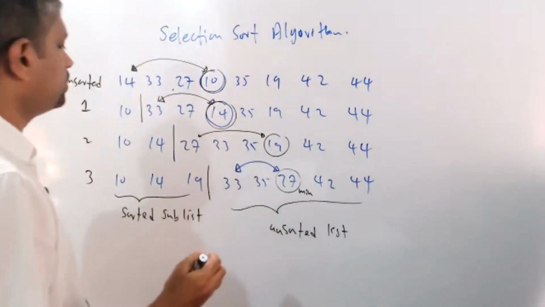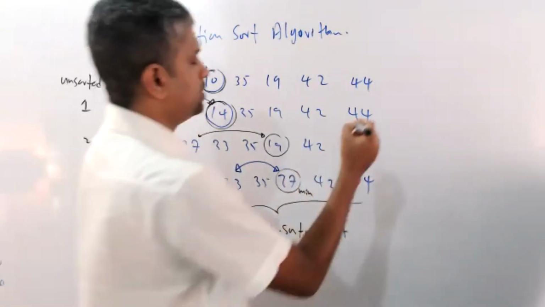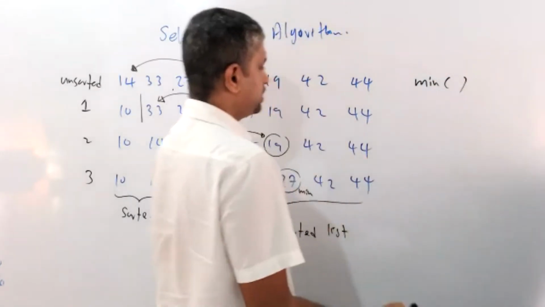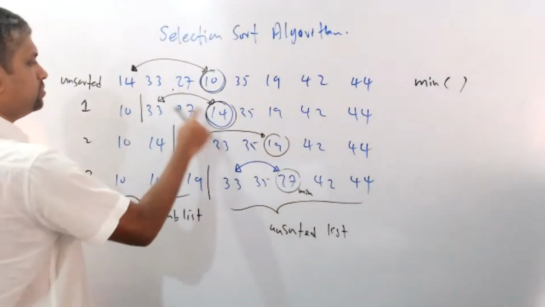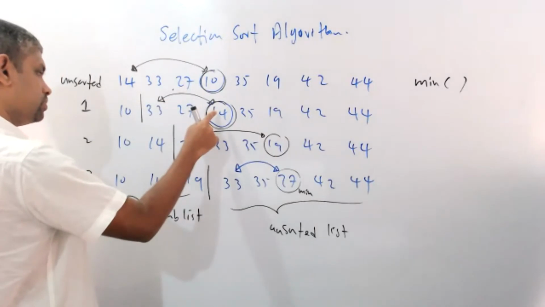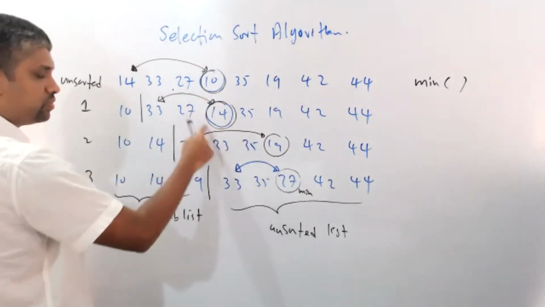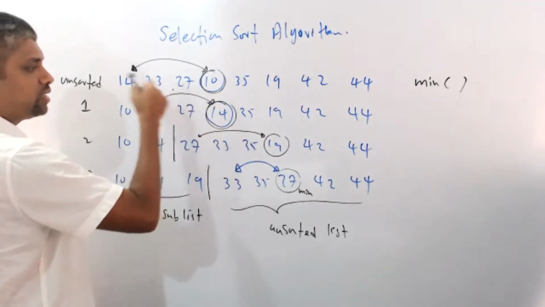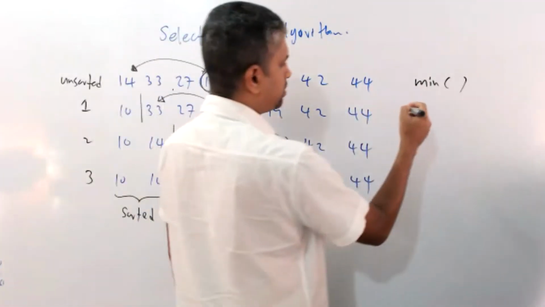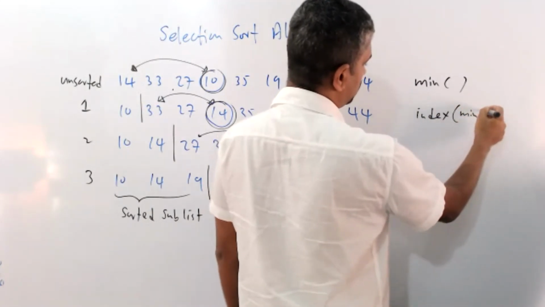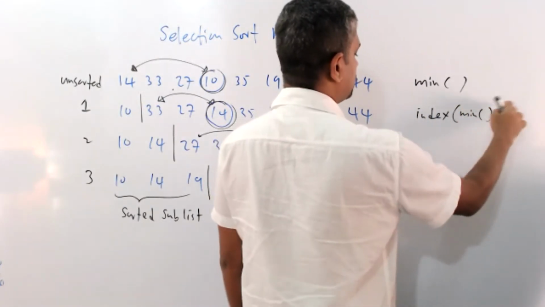We have to find the minimum. To find the minimum, you can use the min function, right? Then you have to swap. You have to find not only the minimum, but also the index of the minimum. You can remember there was a function called index of minimum.